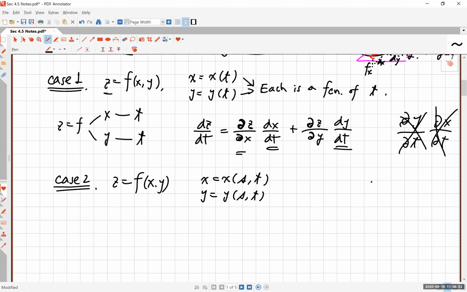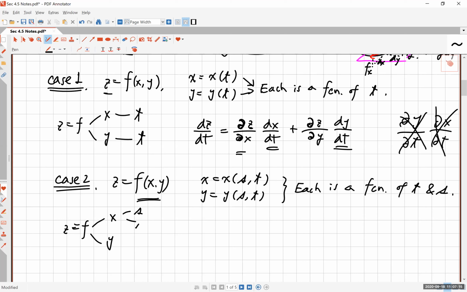Okay, so we have a multivariable function of x and y, but x and y could themselves be multivariable functions. You see the difference? Each is a multivariable function of t and s. We have various things here. Basically, this is what's happening. F has x and y. X depends on s and t. Y also depends on s and t.